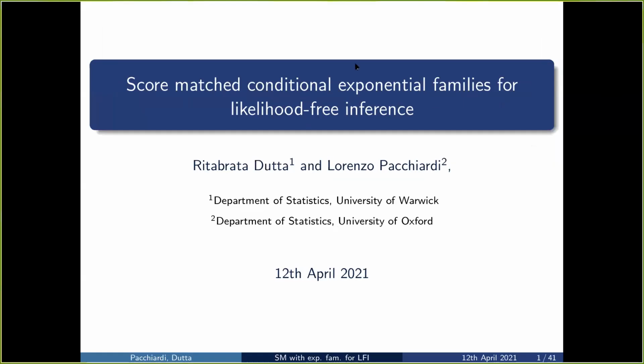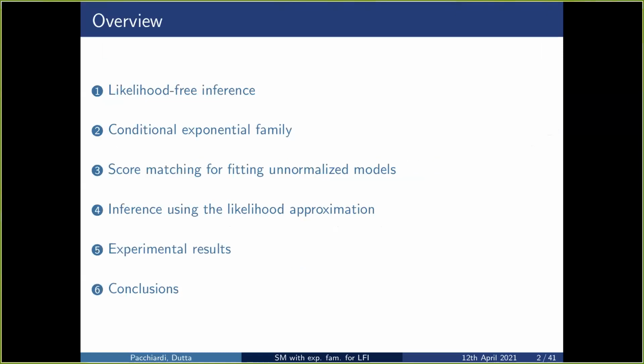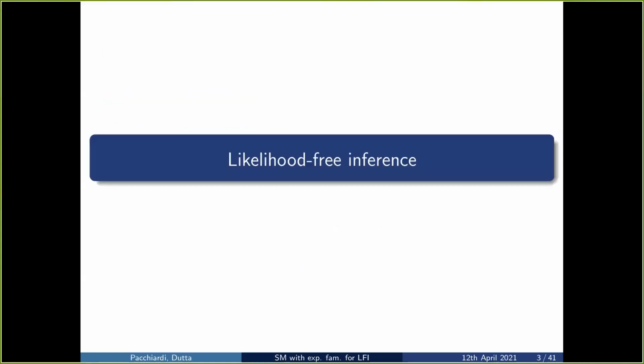Okay. Today's talk, what I'll be trying to touch on, is the new work we have done on score match conditional exponential families for likelihood-free inference with Lorenzo, who's my PhD student, and it's pretty much his work I'm presenting. So I will go ahead with the talk. First, a brief introduction to likelihood-free inference. You have all been listening a lot about it, so I don't need to talk much.